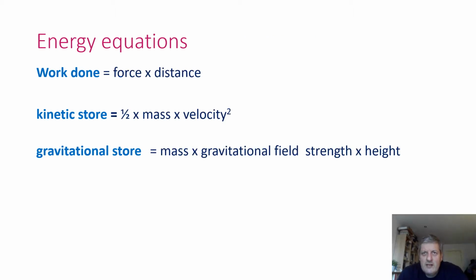So here we are, check to see if you got these correct. So the first equation, work done equals force times distance, distance moved in the direction of the force. Kinetic store equals a half times the mass times velocity squared. Gravitational store equals mass times gravitational field strength times height. Or you may have gravitational store equals weight times height. That would be equivalent. Well done if you got all of those right.